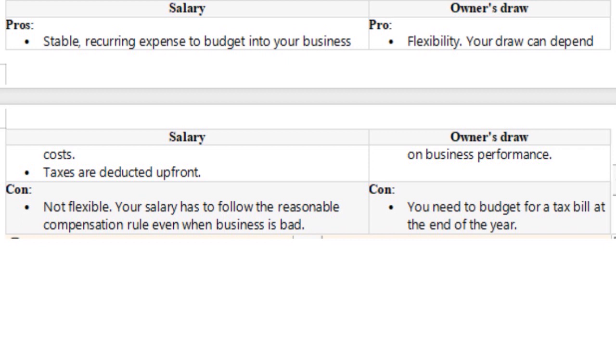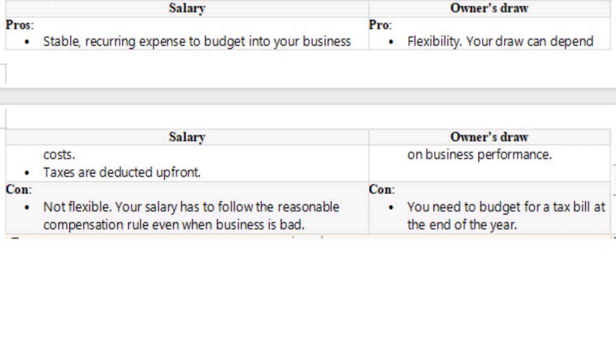What about the con? Well, this is not flexible because your salary has to follow the reasonable compensation rule even when business is bad. Which means you have to make sure that you do not fall on the wrong side of the equation when the IRS starts monitoring your transactions. If your business is not generating enough revenue, you still need to pay yourself reasonable compensation. Is it a good idea? Not really. But hey, listen, it is what it is. And so that's for the salary.